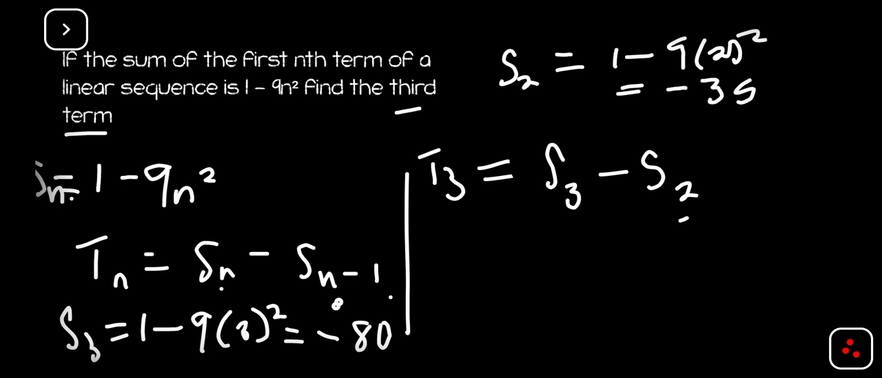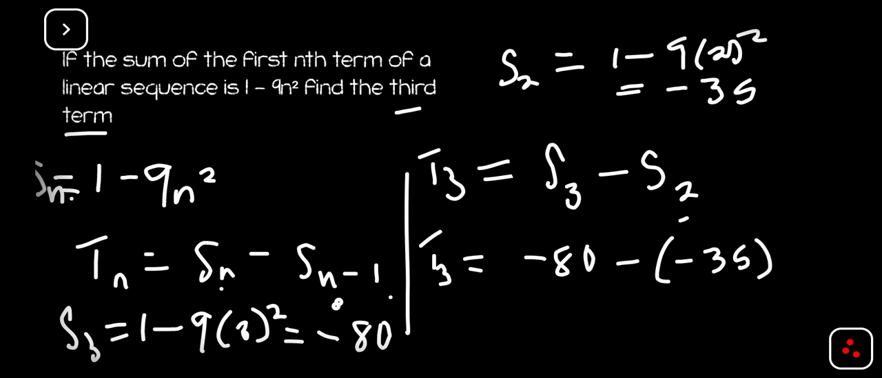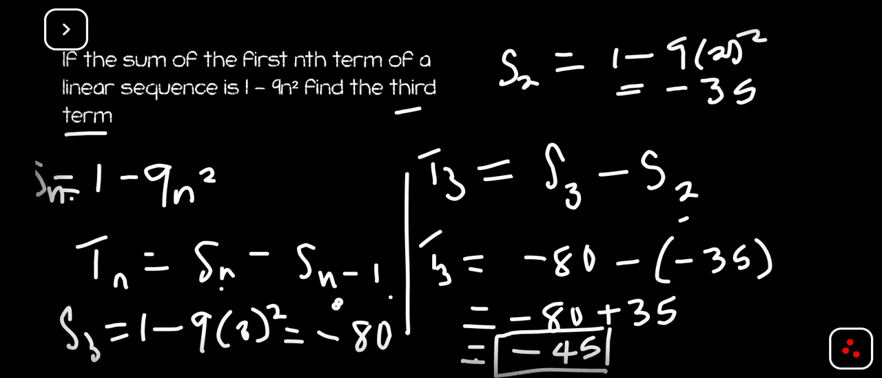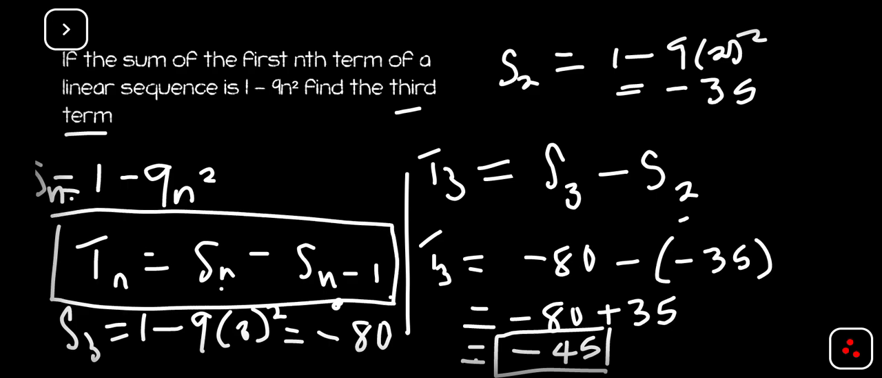So if we put this in the equation, we'll have the third term is equal to minus 80 minus bracket minus 35. And this will give us minus 80 plus 35. Our answer here should be minus 45. And that's exactly what we got in the last video. So it's important that you know this general formula and it will help you find the nth term when you're given the sum of terms.